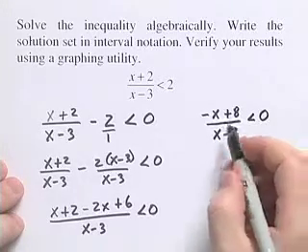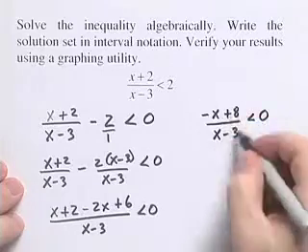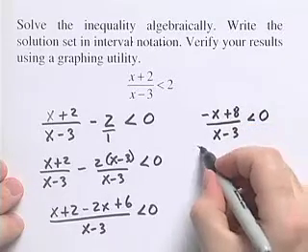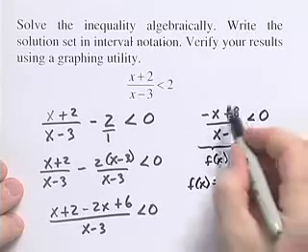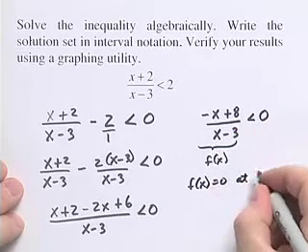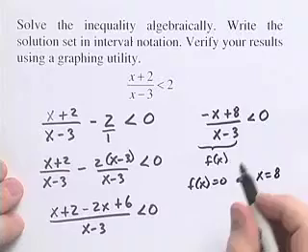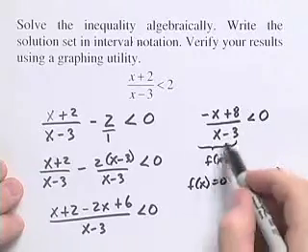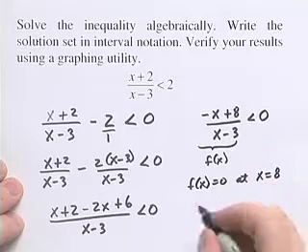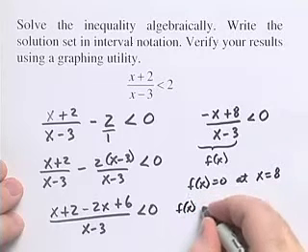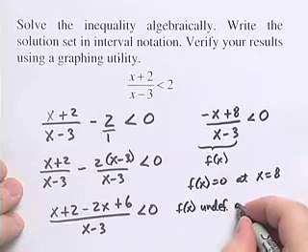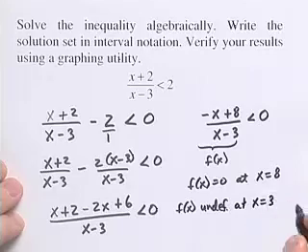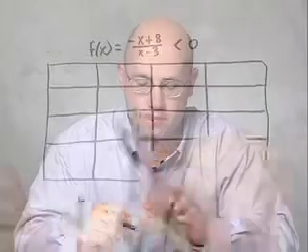What we want to do next is determine where this expression on the left-hand side is equal to 0. If we call this expression f of x, we'll see that f of x is equal to 0 when the numerator is equal to 0, and so that's at x equal to 8. We also want to find out where this expression, or f of x, is undefined. That's going to be where the denominator is equal to 0, and in this case, that's at x equal to 3.